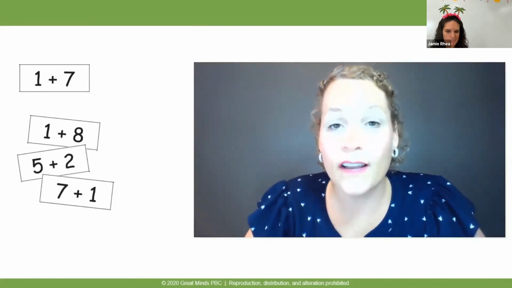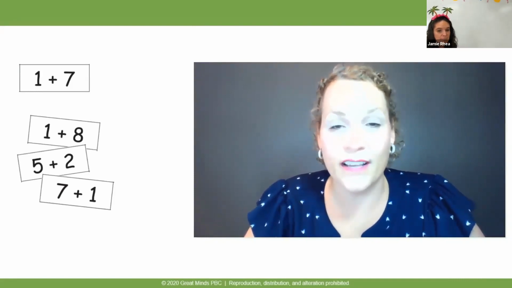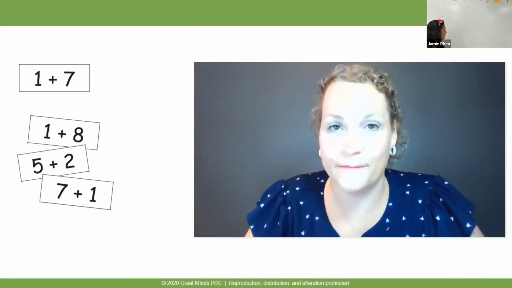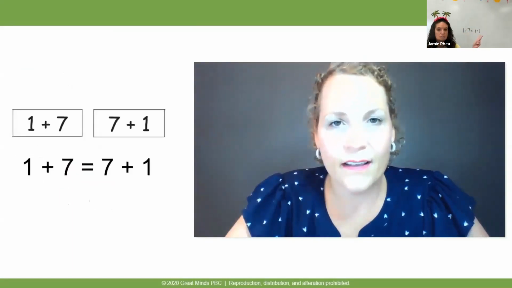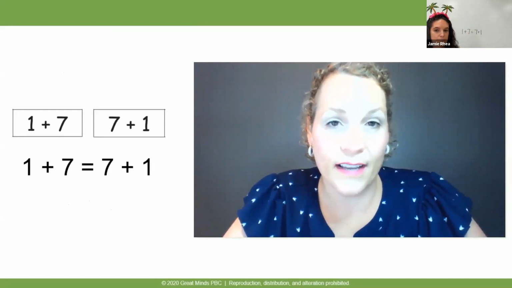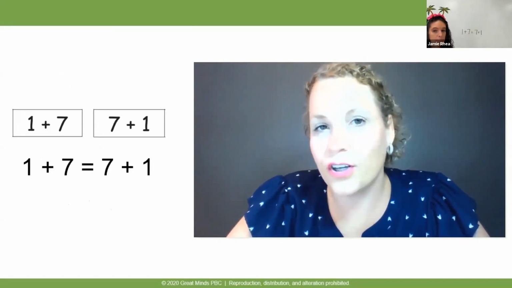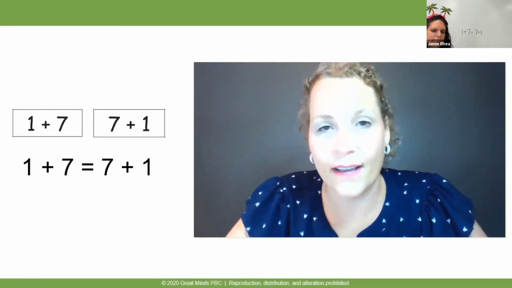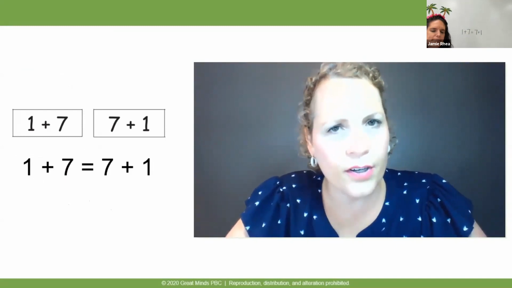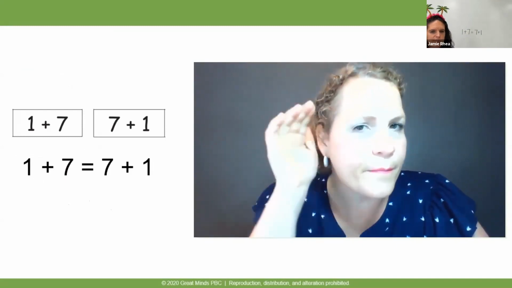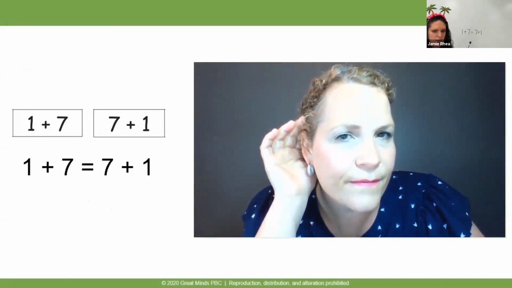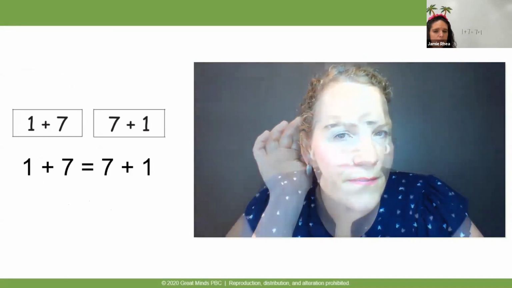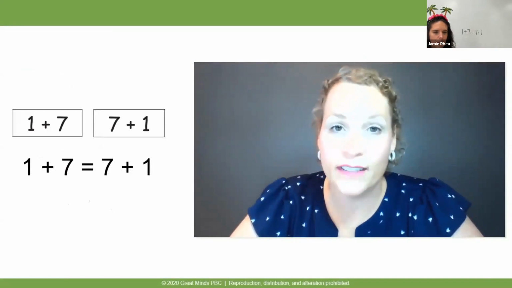On your whiteboard, draw a true number sentence with an equal sign joining these two expressions. Remember, you're just flipping them. If I wanted to solve one side of the equal sign, which would be faster? Starting with 1 and counting on 7, or starting with 7 and counting on 1? Turn and tell a partner, or you can tell me what you're thinking. Do you think it would be easier to start with 1 or start with 7 to count on? Let's try counting on both ways, and we'll decide together.